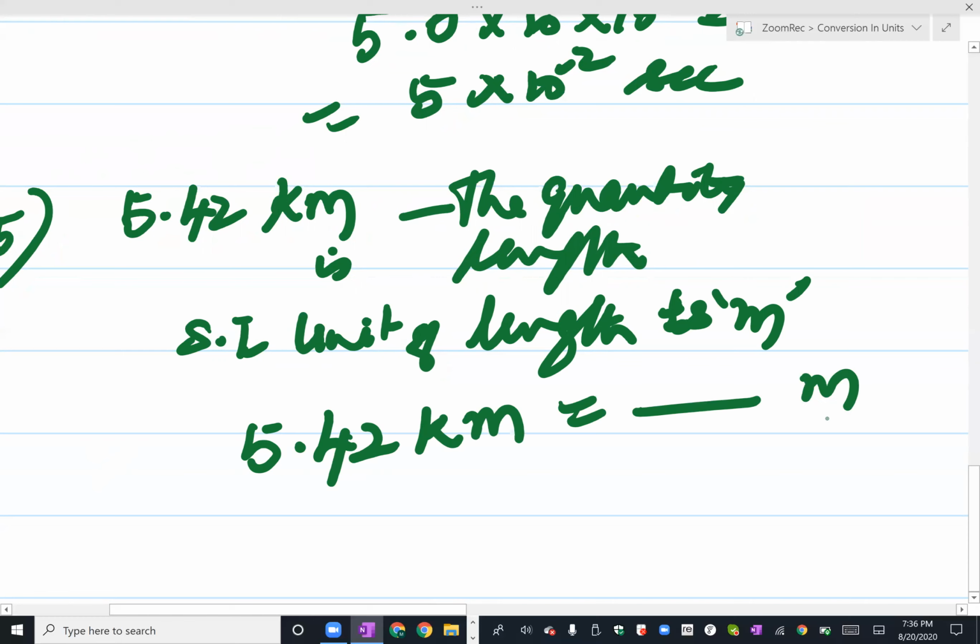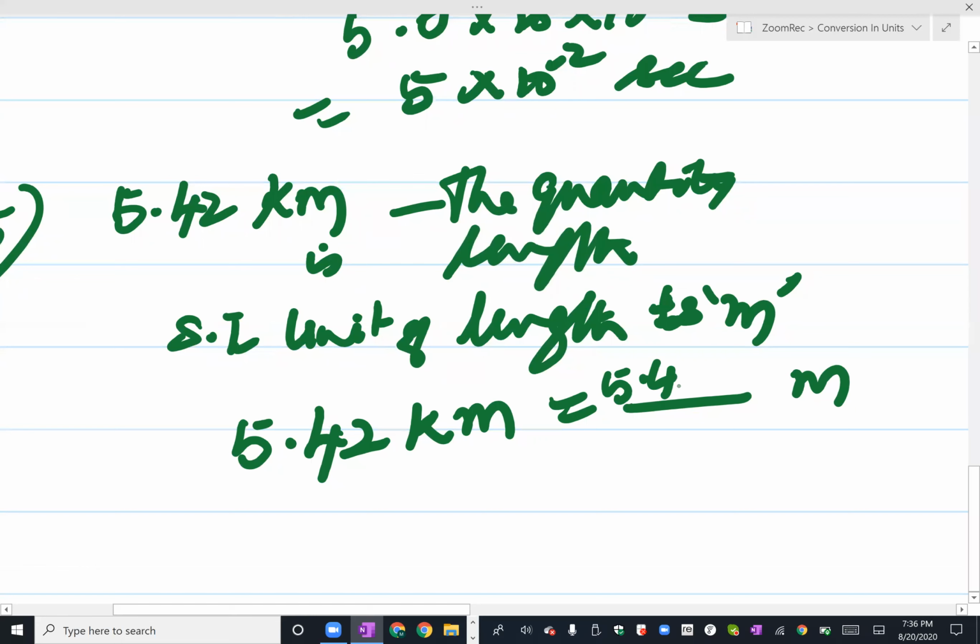Now, kilometer is a big, huge unit. Meter is a small unit. So, a big unit will contain several times a smaller unit. So, it will involve a multiplication by a positive power of 10. So, you put 5.42 into 10 to the power of, it is plus only.